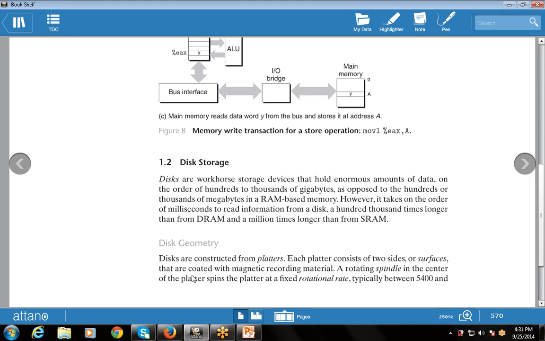However, it takes on the order of milliseconds to read the information, 100,000 times longer than dynamic RAM and a million times longer than static RAM. This says disk storage is a very important concept when compared with RAM. Disk has a high capacity as compared to RAM, because RAM is internal memory and disk is the external part. That's why it has a high storage capacity as compared to RAM.